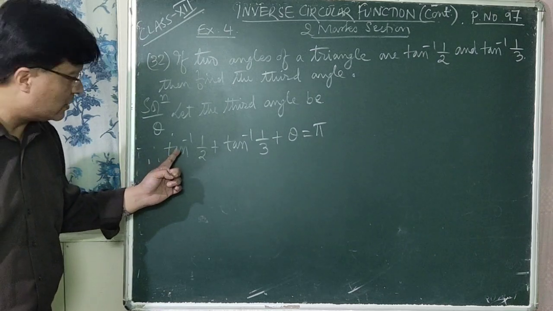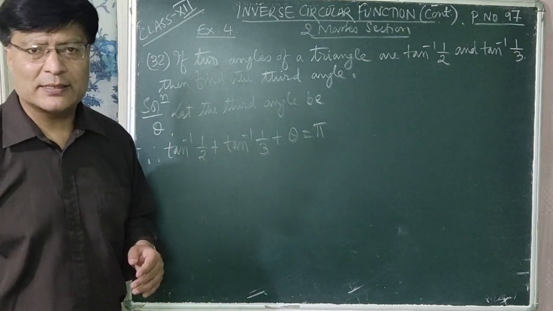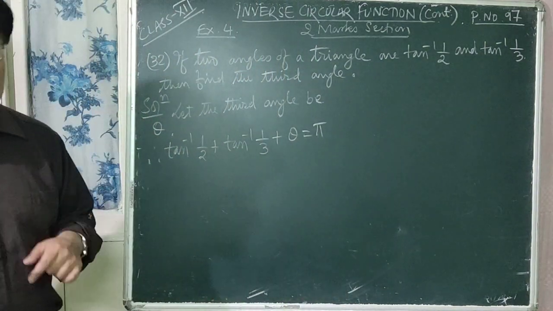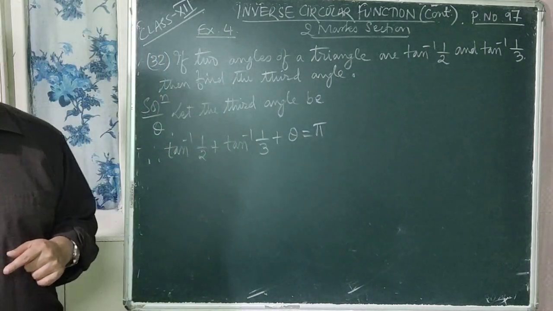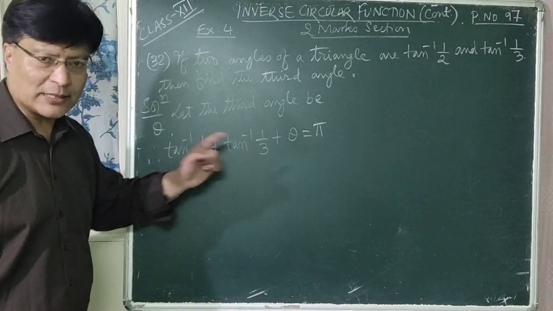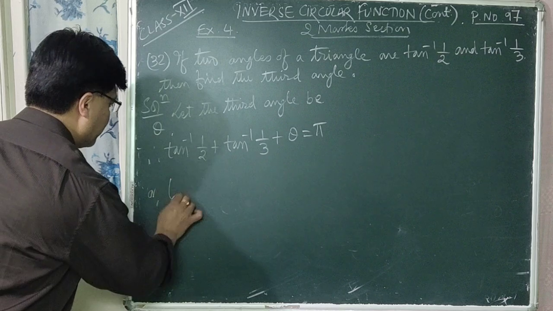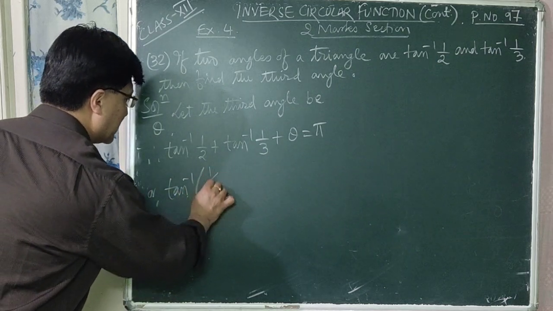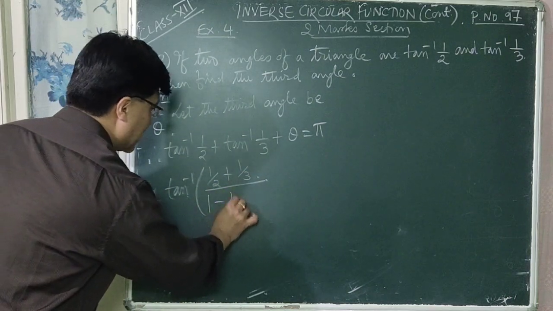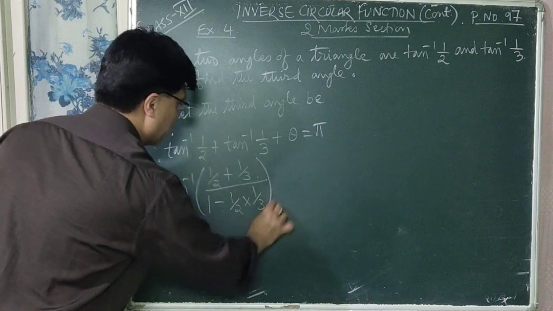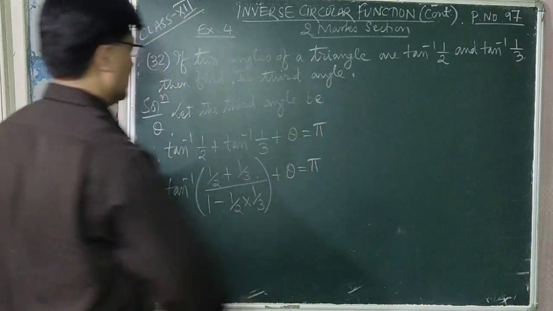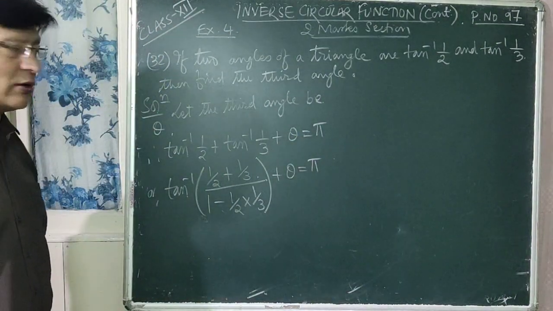You can use the formula here. Tan inverse x plus tan inverse y is equal to tan inverse of x plus y divided by 1 minus xy. What is x in this case? Half, and y is 1/3. So this is tan inverse of half plus 1/3 divided by 1 minus half into 1/3, plus theta is equal to pi. Here theta is an unknown quantity.